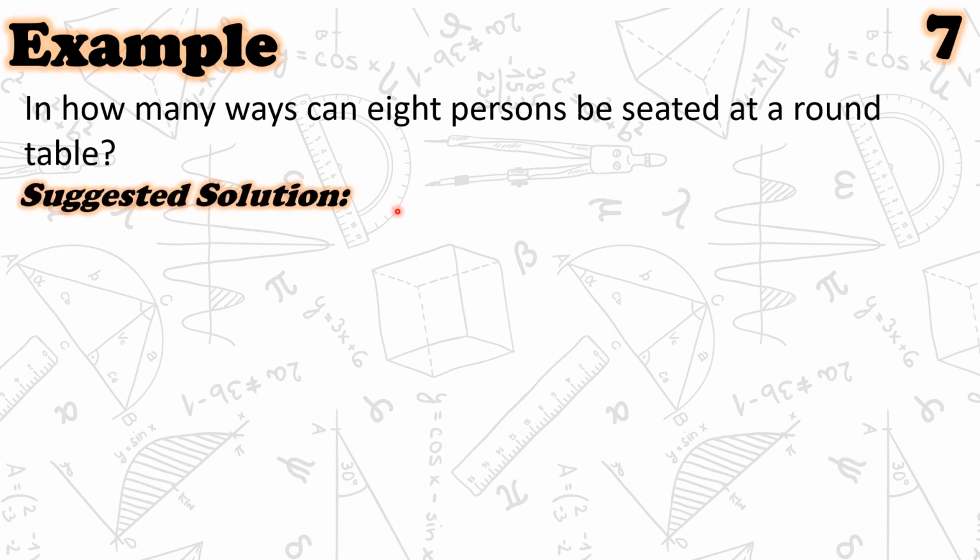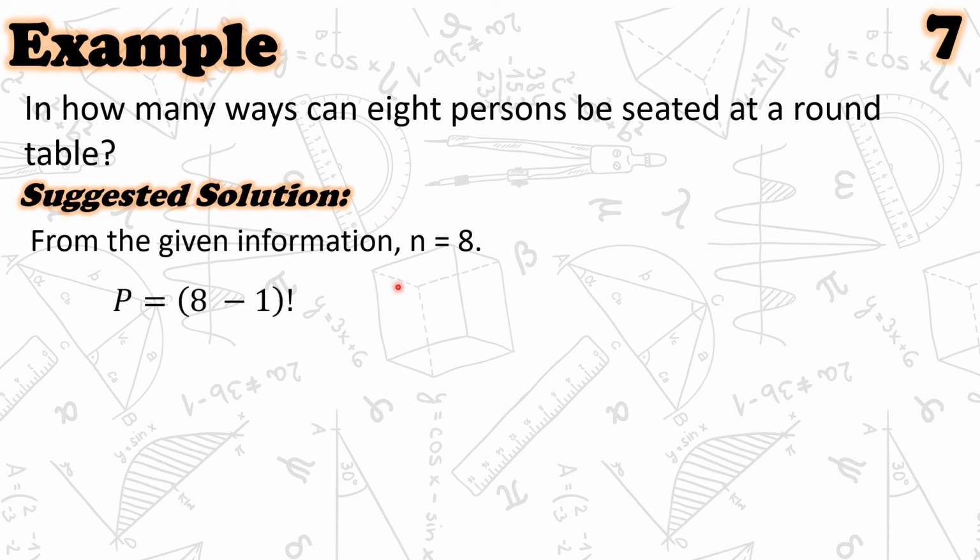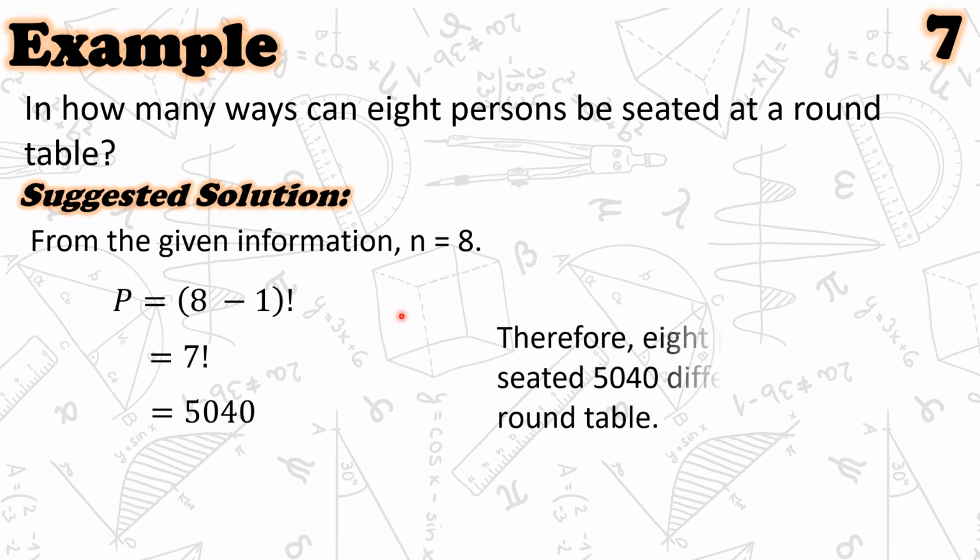Here is our suggested solution. From the given information, n is equal to 8. Therefore, we have 8 minus 1 factorial. 8 minus 1 is 7. By definition of factorial, 7 factorial is the product from 7 down to 1. So we have 7 times 6 times 5 times 4 times 3 times 2 times 1, and that is equal to 5,040. Therefore, 8 persons can be seated 5,040 different ways at a round table.